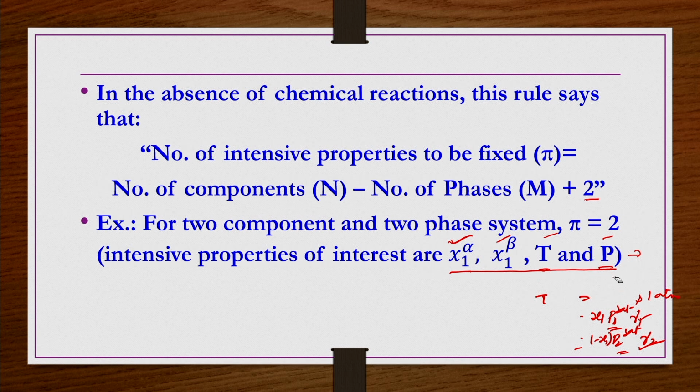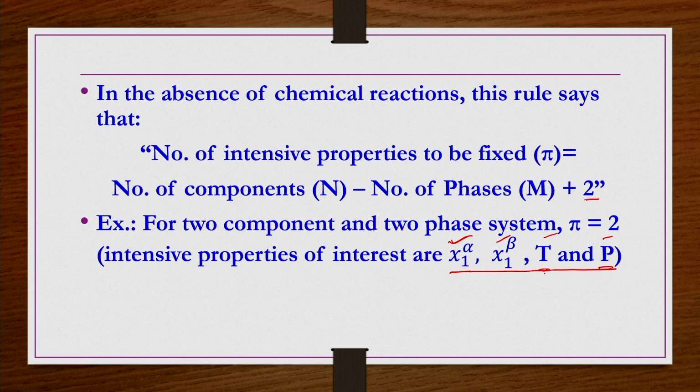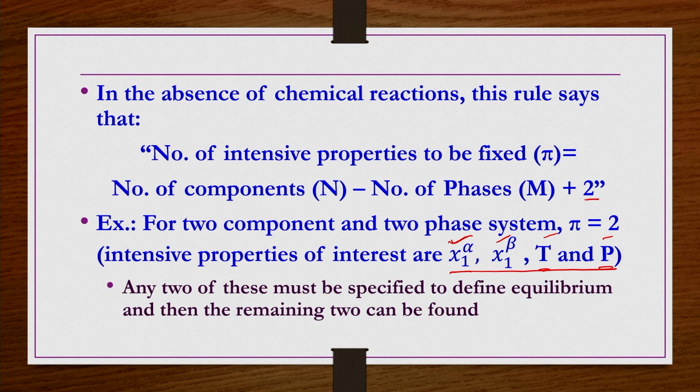This is what we mean by describing the state of phase equilibrium. Once you describe the state of equilibrium without any ambiguity like this, we can use these phase equilibrium relations to get the phase equilibrium compositions without any difficulty. For example, you do not necessarily need to fix temperature and pressure to get x1 alpha, x1 beta for this case. You can fix x1 alpha and T, then you can find out x1 beta and P. Like that, any two intensive properties you can fix, so that the remaining two you can obtain from the phase equilibrium relations. So, any two of these must be specified to define equilibrium and then the remaining two can be found.